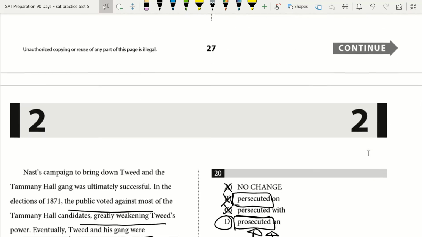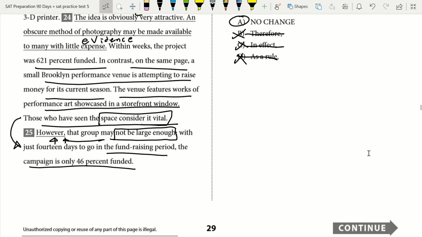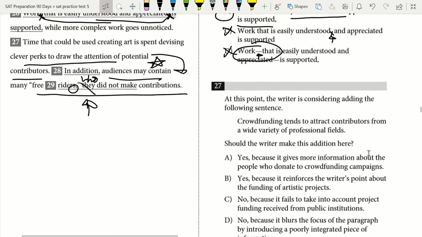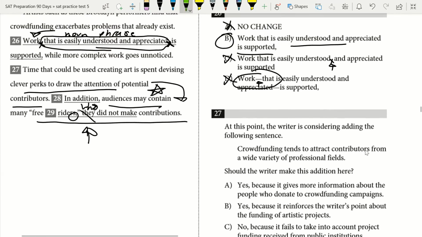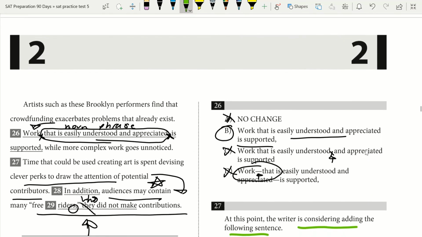Okay, so let's go down and take a look at 27. In this passage we're talking about crowdfunding of the arts. So I see at 27 I'm told that the writer is considering adding the following sentence. The sentence is, crowdfunding tends to attract contributors from a wide variety of professional fields. So I'm going to give you some context for this. In this passage we're talking about how in the arts they're using crowdfunding obviously to raise money.